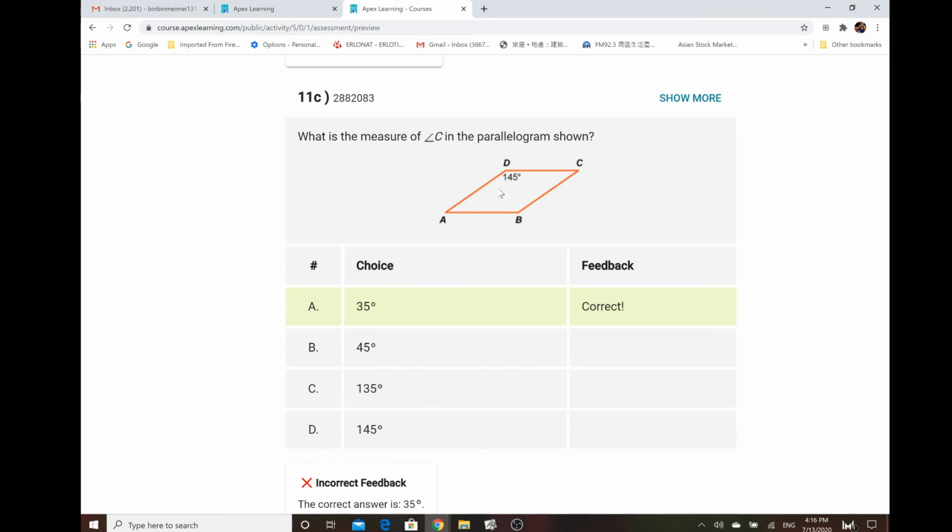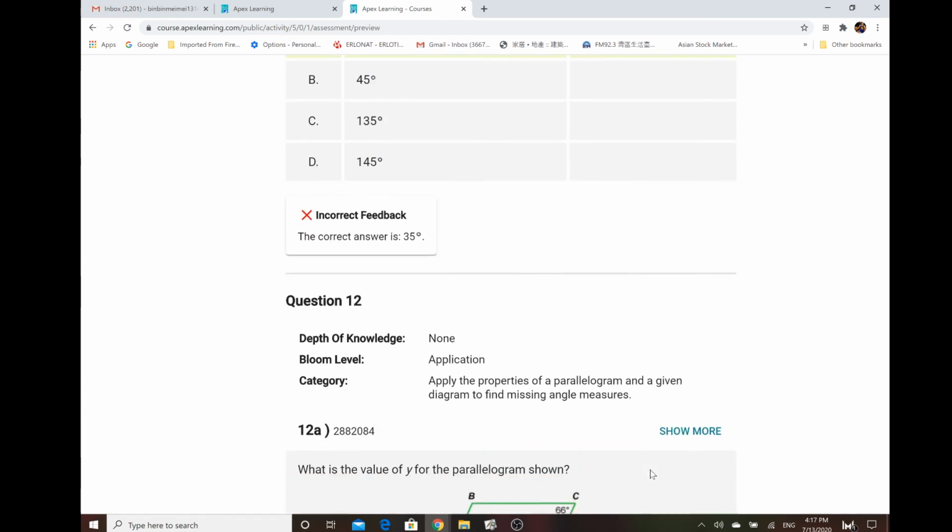So what about the consecutive interior angles of a parallelogram? Anytime they deal with the consecutive interior angles of a parallelogram, they're always considered supplementary. Again, supplementary means the sum of two angles is 180. Angle D is given, so what's angle A? Subtract 145 from 180, and you'll get 35 degrees.